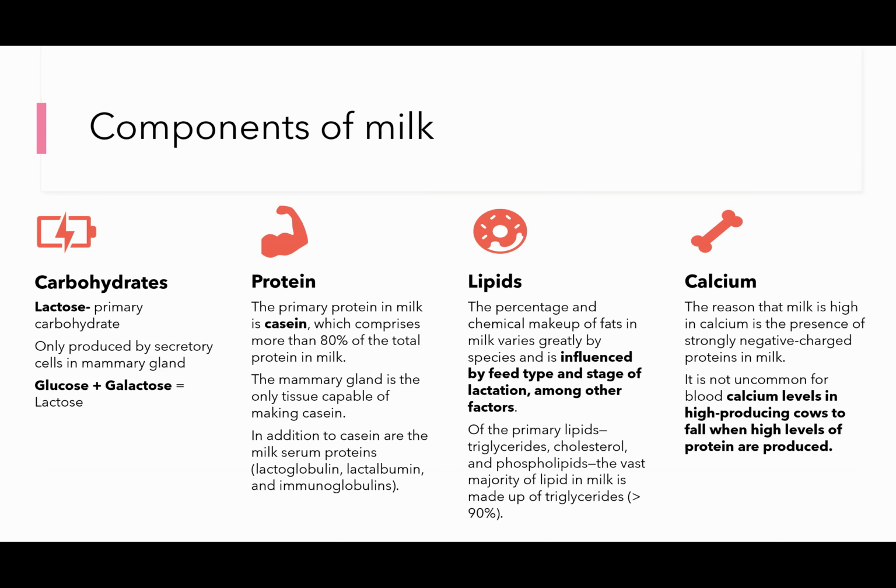Next, there are many lipids found in the blood, but it can vary tremendously based on the feed, the stage of lactation, as well as many other factors. Most of the milk fat is made up of triglycerides, greater than 90% of that. Finally, calcium is very high in milk. And it is not uncommon for blood calcium levels in high-producing cows to fall when high levels of protein are being produced for the milk.